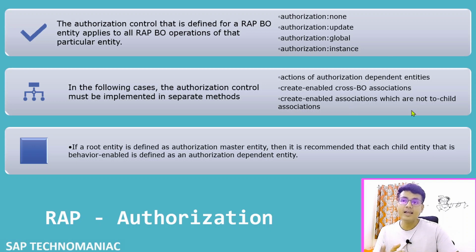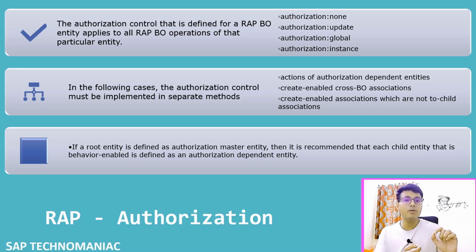Third, create-enabled associations which are not to the child associations. For example, you define the BO. In the BO you didn't define the composition relationship, but still you are creating that associated entity based on the parent entity, but that composition relationship you didn't define in your BO. In that case also authorization will not be derived from the parent entity.